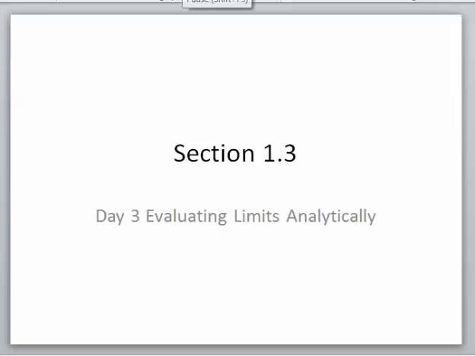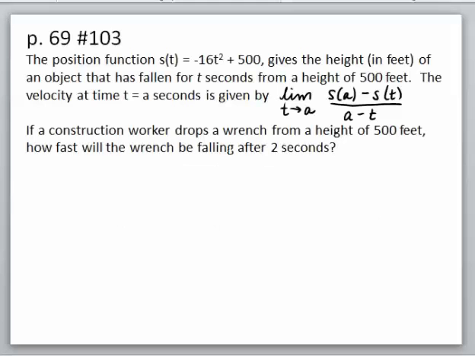Of evaluating limits analytically, we're going to look at a couple different types of problems. The first problem is asking how fast a wrench will be falling after 2 seconds. They've given me a position function of negative 16t squared plus 500 that gives the height of the object that's fallen for t seconds, and the height is 500 feet. The velocity at time equals a is given by this limit.